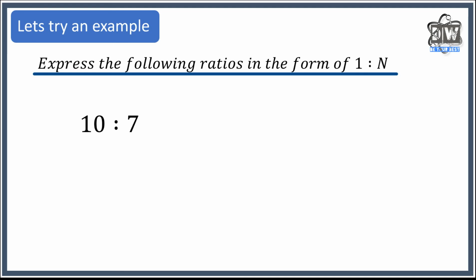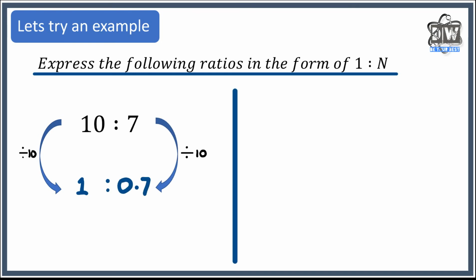Okay, so we're looking to make 10 into 1. What do we do to 10 to make it 1? We are going to divide it by 10. So if we divide this side by 10, then we need to divide this side by 10. And we're going to end up with 7 divided by 10. And that's going to give us, hopefully you know, 0.7. So 1 to 0.7. Next one, give this a go.